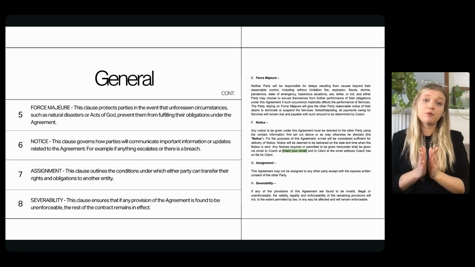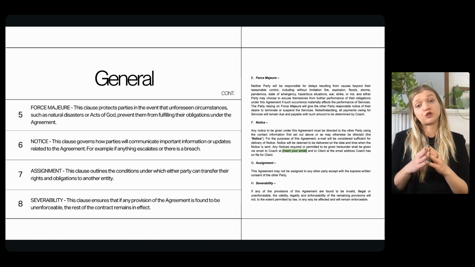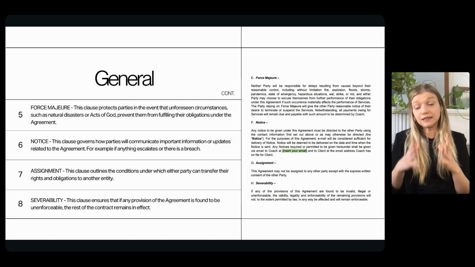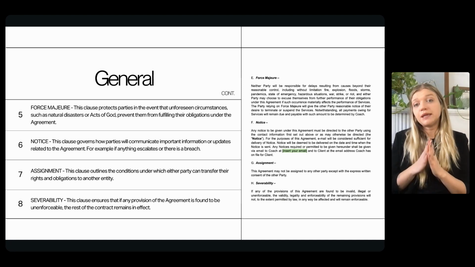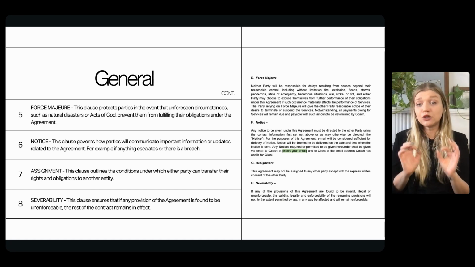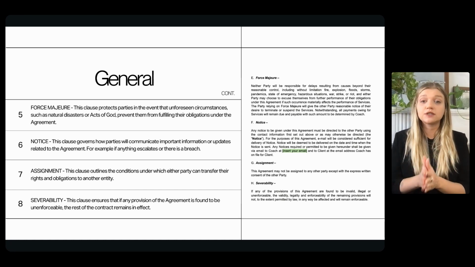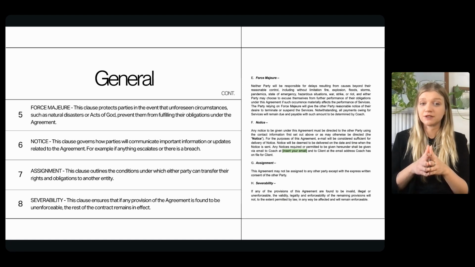Severability. This is an important clause because if any part of the contract is unenforceable or isn't, let's say, legal in your jurisdiction, it means that the rest of the contract is still valid and still works. So this is an incredibly important clause. I'm looking at you guys that copied and pasted your terms from Google or ChatGPT.